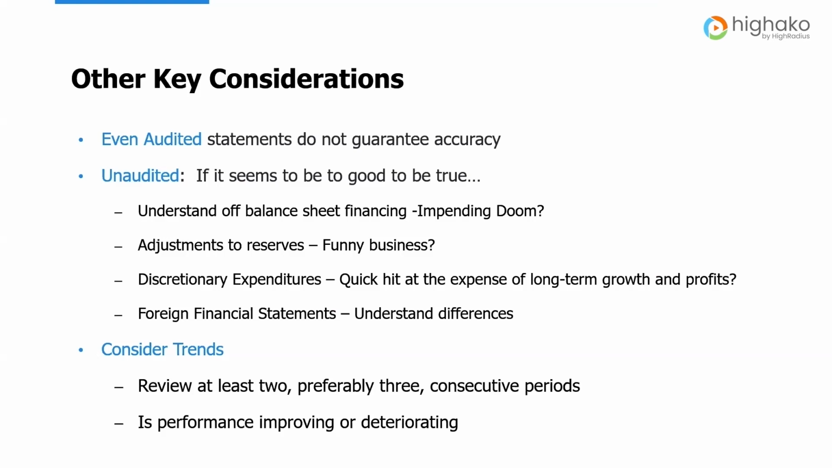What about discretionary expenditures? Did they spend money on a quick hit at the expense of long-term growth and profit? What about foreign financial statements? You need to understand the differences from U.S. financial statements. Look at trends, preferably two, preferably three consecutive periods. Is performance going up? Is performance going down? Is it improving or deteriorating?